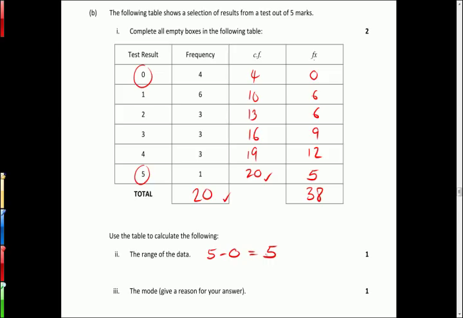The mode is the most popular score that happened, and the highest frequency is 6. In other words, 1 happened more than any other score. Give a reason for your answer. It happened the most. It equals 6 times.